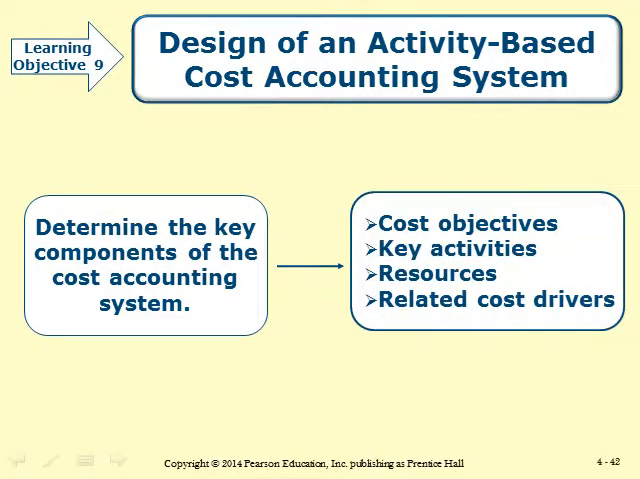And so the key components of an activity-based cost accounting system are cost objects, key activities, resources, and related cost drivers. These components, together with the purpose of the new system, determine the scope of the ABC system.